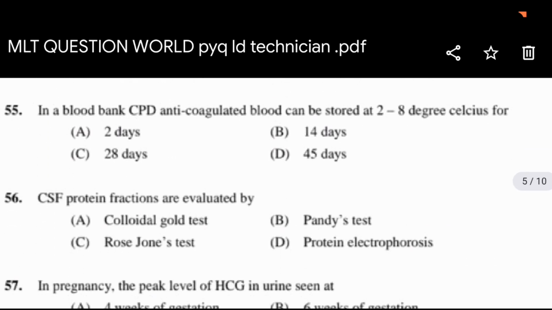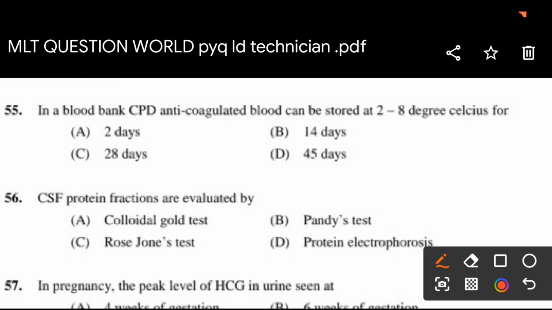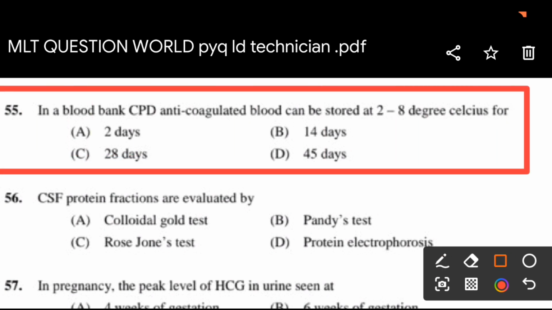Next one. In a blood bank, CPD anticoagulated blood can be stored at 2 to 8 degrees Celsius for 2 days, 14 days, 28 days, 45 days. I am not going to answer this question because we have already discussed a series of questions for blood bank technician examination. So, you can comment below the answer or you can refer the videos.